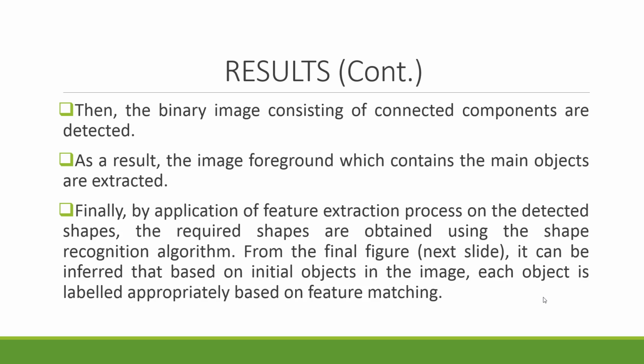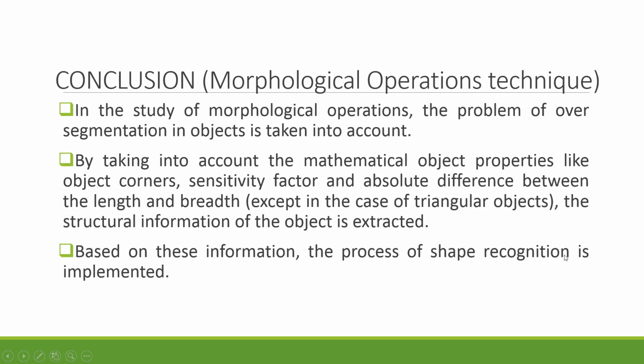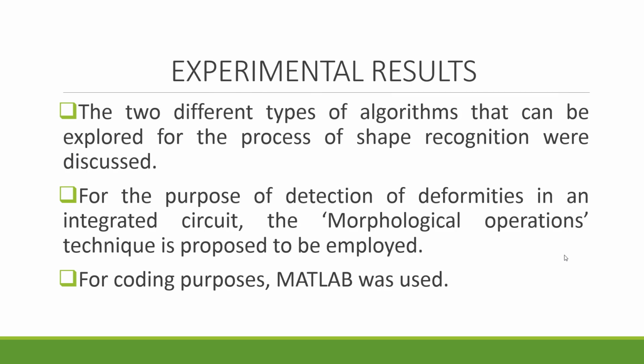From the final figure represented in the next slide, it can be inferred that based on initial objects in the image, each object is labeled appropriately based on feature matching. Hence, the final recognition results are as shown in the slide. On a concluding note, in the study of morphological operations, the problem of oversegmentation in objects is taken into account. By taking into account the mathematical object properties like object corners, sensitivity factor, and absolute difference between length and the breadth, the structural information of the object is extracted. Based on this information, the process of shape recognition is implemented.